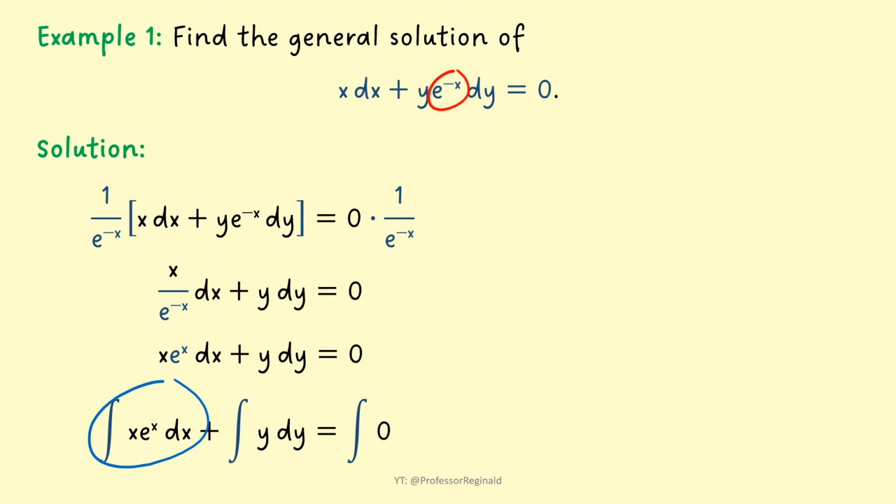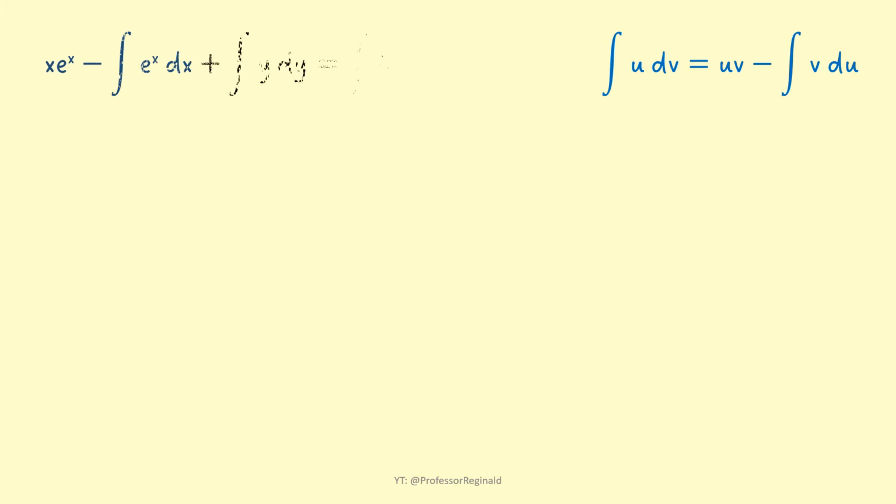The first term can be integrated using integration by parts. Let u be equal to x, and dv be equal to e to the x dx. Thus, du equals dx, and v equals e to the x. Use the formula of integration by parts. The second term can be integrated using the power rule, while the right side of the equation uses the constant rule.